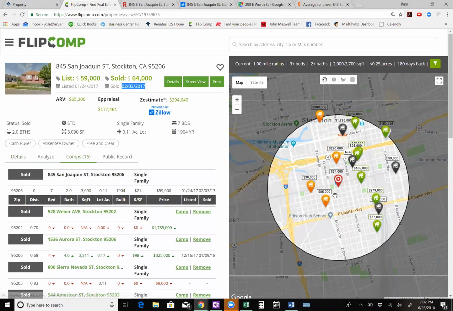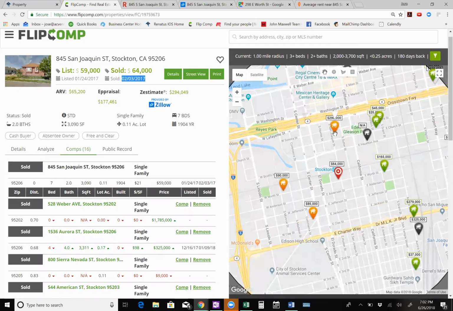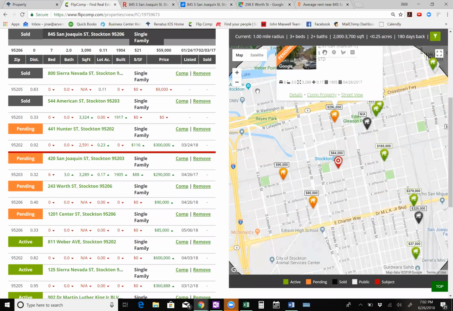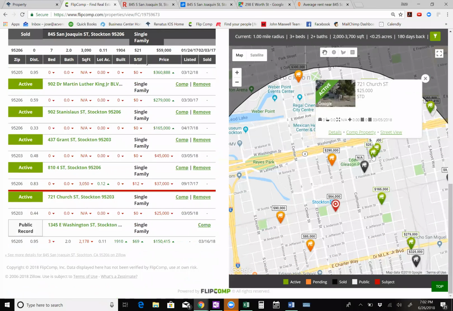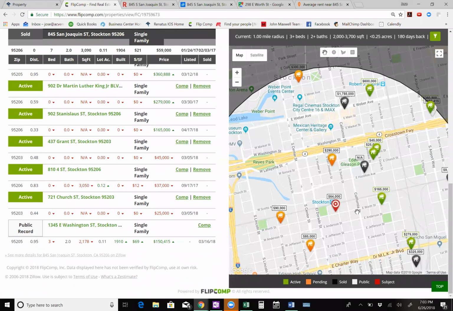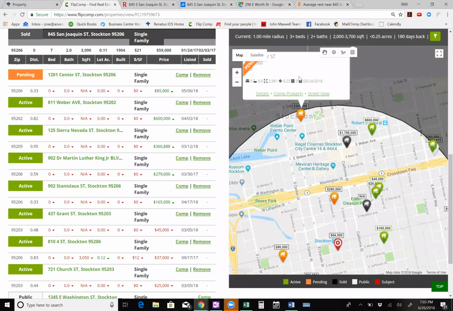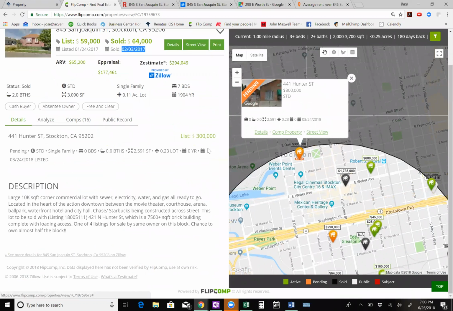So I'm gonna go and click on comps. Now, as you can see right here, our subject property is right here. Over here, if you click on it, it's a 6-bedroom, 3-bath house, and it's pending for 290. Okay. This one is active, 290. This one over here, 300,000 pending. So we can go to details on it, take a look at it.